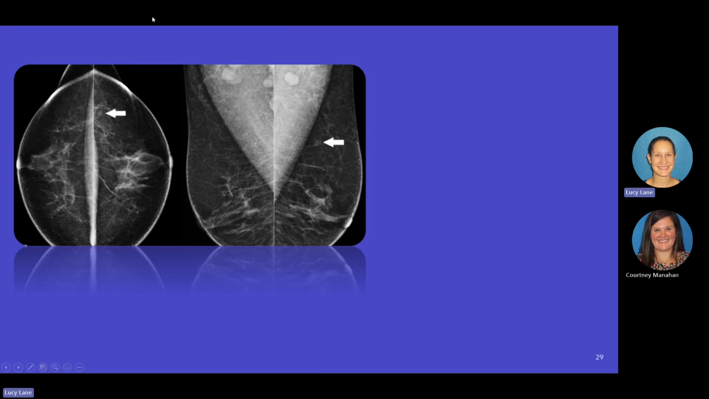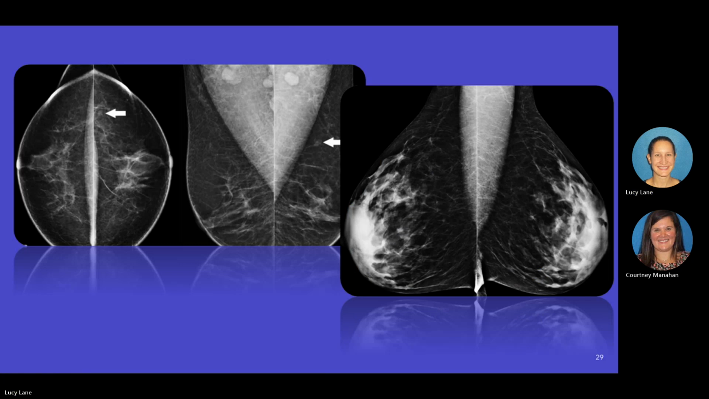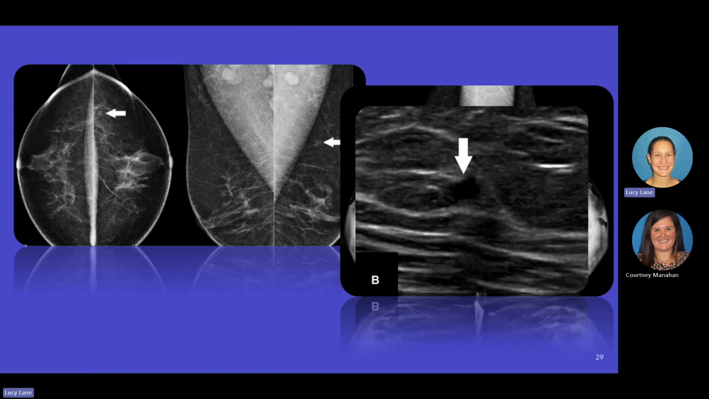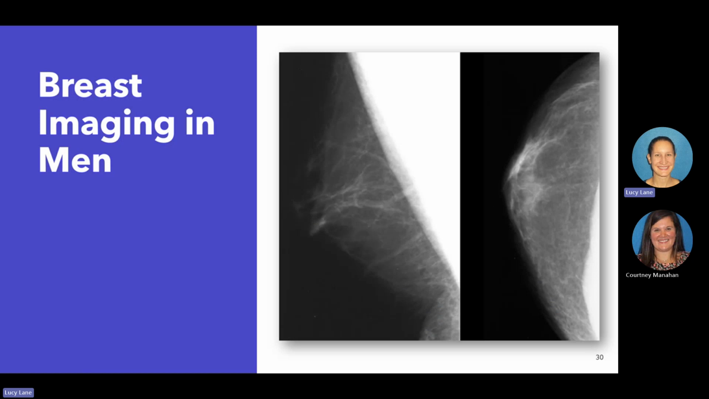On this mammogram, you can see that there is a mass here in the outer upper breast. And this is just showing differences in density in breast tissue. And this is what it looked like on the ultrasound. And again, that corresponds with a cyst.